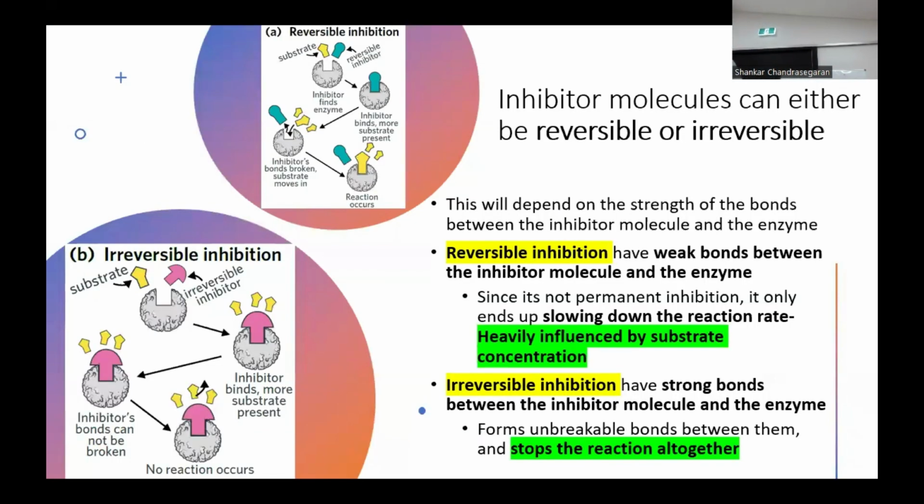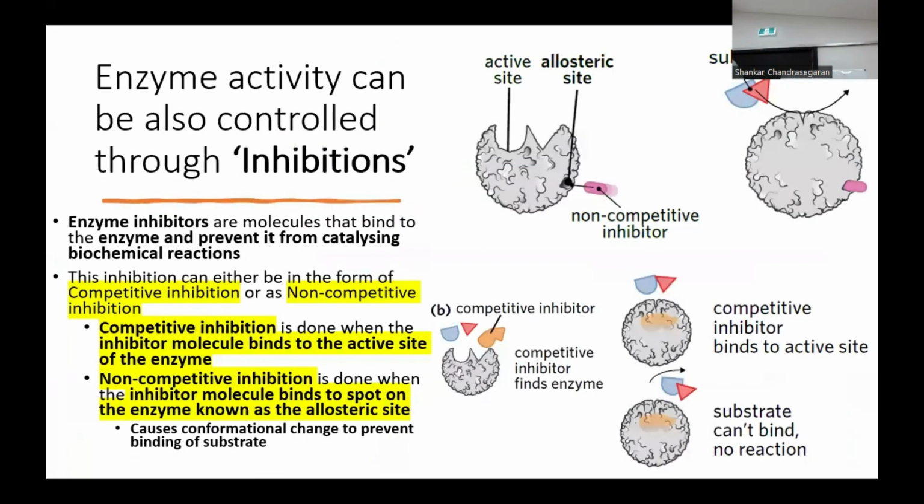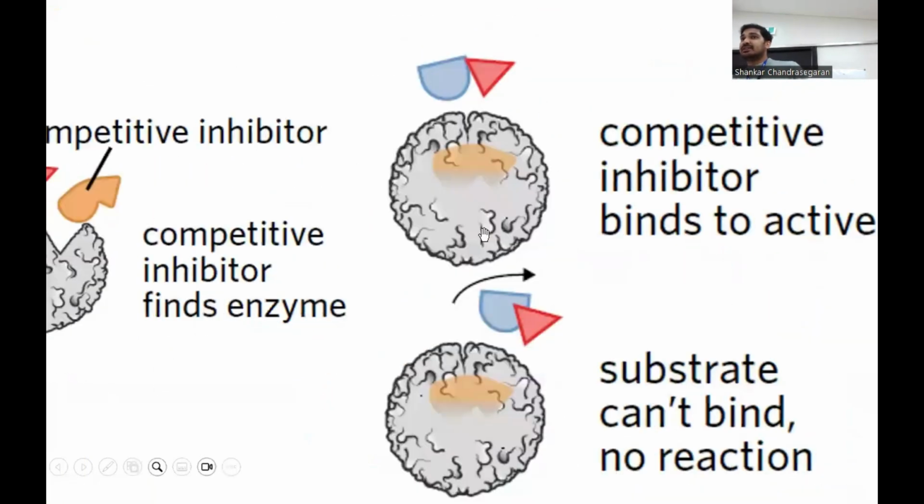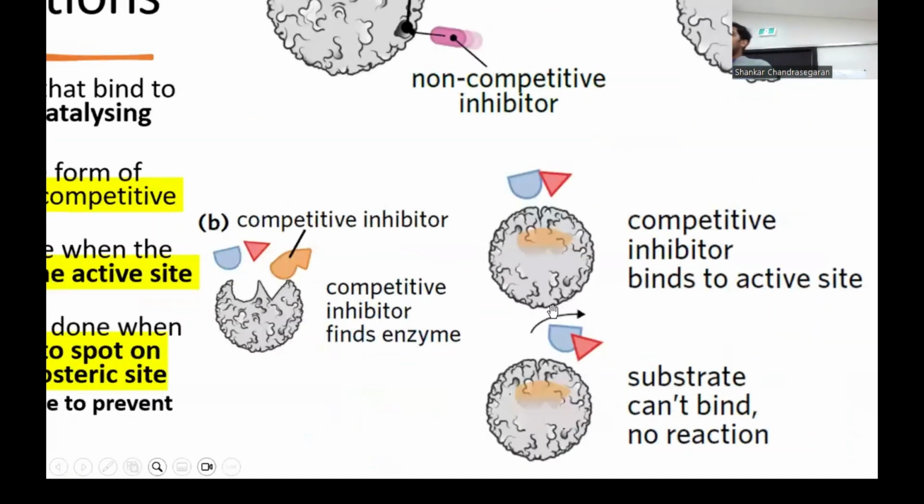Okay, so let's talk about the first one. So competitive inhibition is basically when the competitive inhibitor binds to the active site of the enzyme, and it prevents the substrate from binding to the active site anymore, thus preventing the enzyme from working. It's quite straightforward. It binds to the active site, acts as a block, then the substrate won't be able to bind to that anymore.